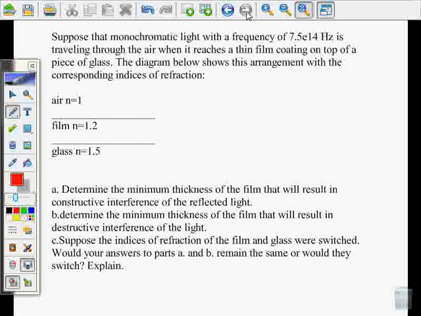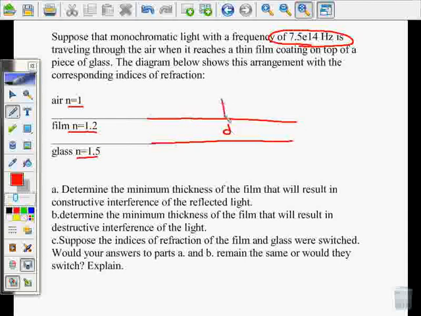Suppose that monochromatic light, one colored light, with this frequency right here, is traveling through the air when it reaches a thin film. Notice it goes from n equals 1 to n equals 1.2 to n equals 1.5. The question is, what's the minimum non-zero thickness of that center film right here? What's the smallest thickness from there to there that will give, for part A, constructive interference?